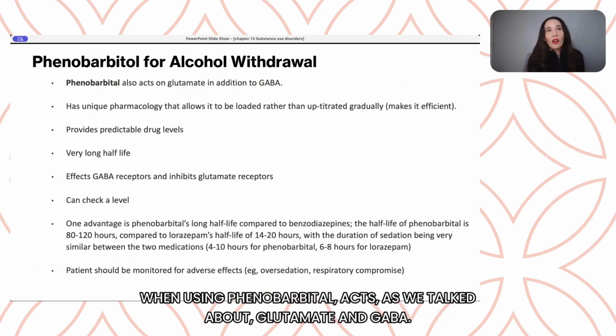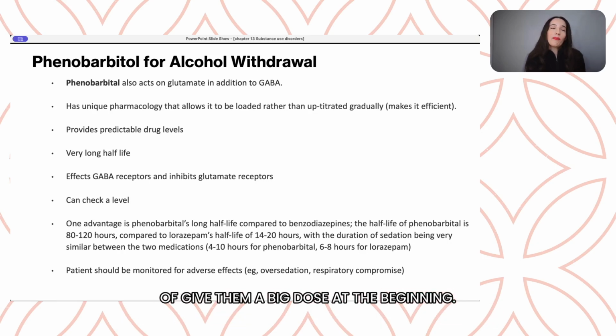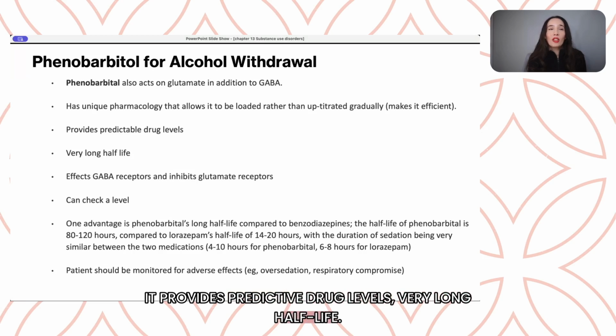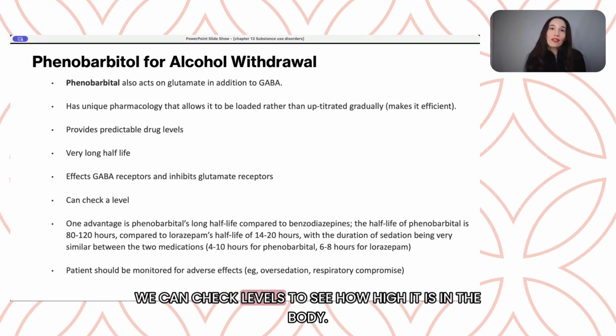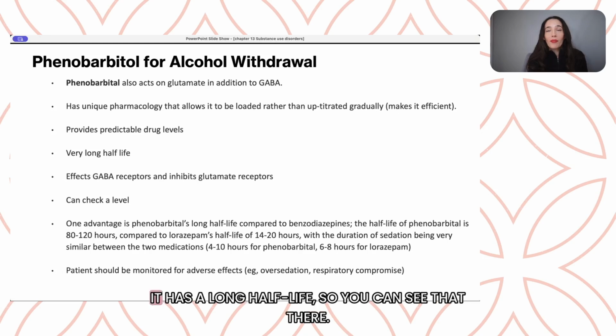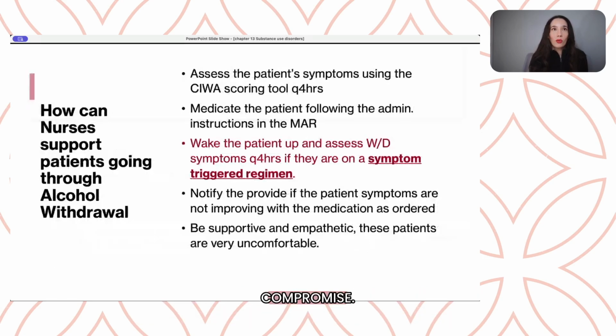When using phenobarbital, it acts, as we talked about, on glutamate and GABA. Its pharmacology allows it to be loaded rather than up-titrated gradually, so we can give them a big dose at the beginning. It provides predictable drug levels and has a very long half-life. It affects GABA receptors and inhibits glutamate receptors. We can check levels to see how high it is in the body. Patients should be monitored for adverse effects such as oversedation and respiratory compromise.